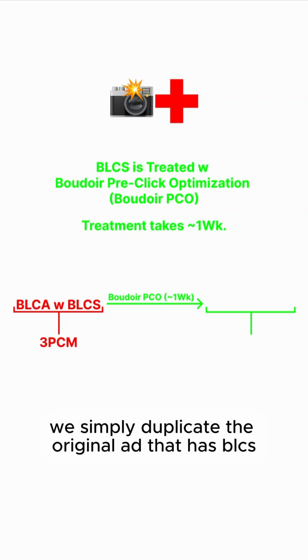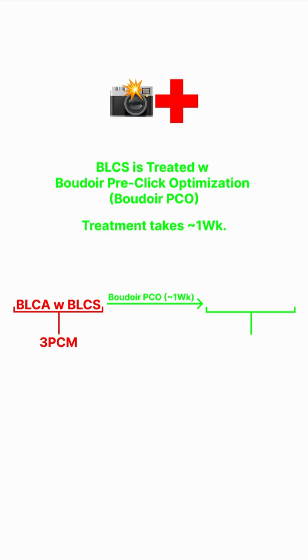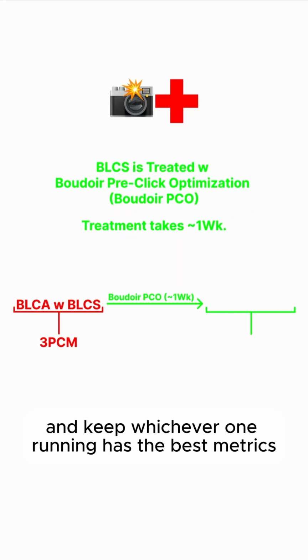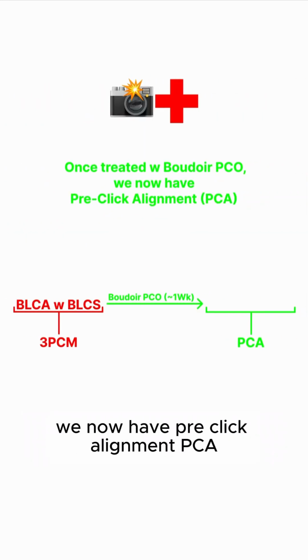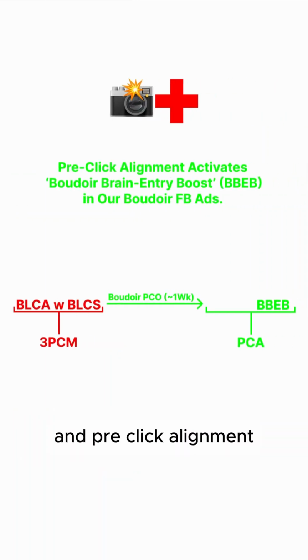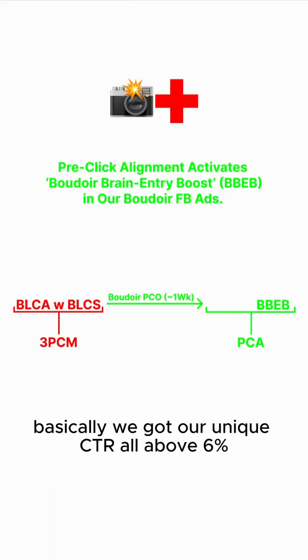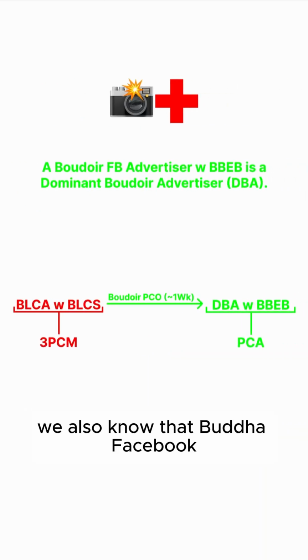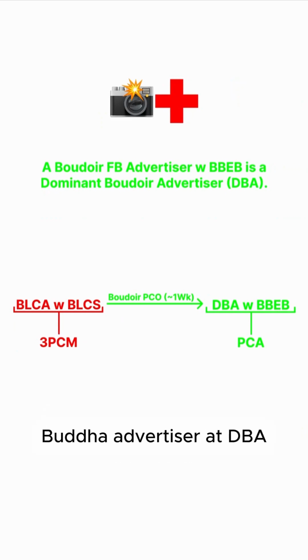We simply duplicate the original ad that has BLCS, and we treat the duplicated one with Boudoir Pico, run them in parallel, and keep whichever one has the best metrics. Pretty simple. Now, once you're treated with Boudoir Pico, we have pre-click alignment, PCA. So we get rid of the 3 pre-click mistakes, we achieve pre-click alignment, and pre-click alignment activates Boudoir brain entry boost in our Boudoir Facebook ads. Basically, we got our unique CTR above 6%.